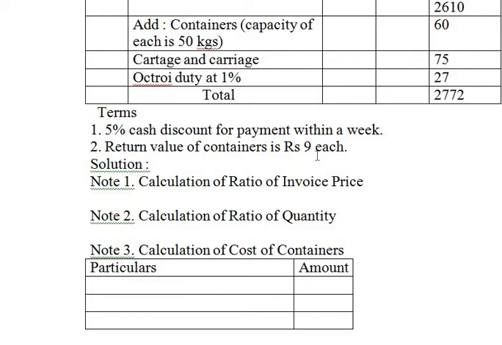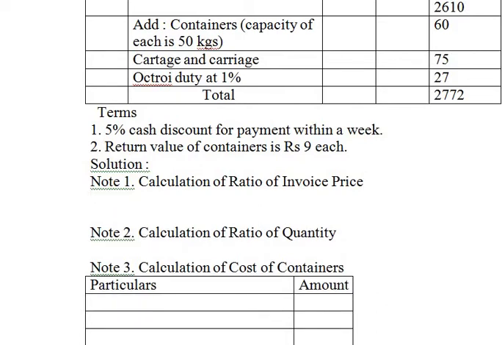First we have to distribute these expenses in a suitable ratio. So two ratios we will have to calculate: the ratio of invoice price and the ratio of quantity. First we will calculate the ratio of invoice price. Next line, write down calculation of ratio of invoice price.